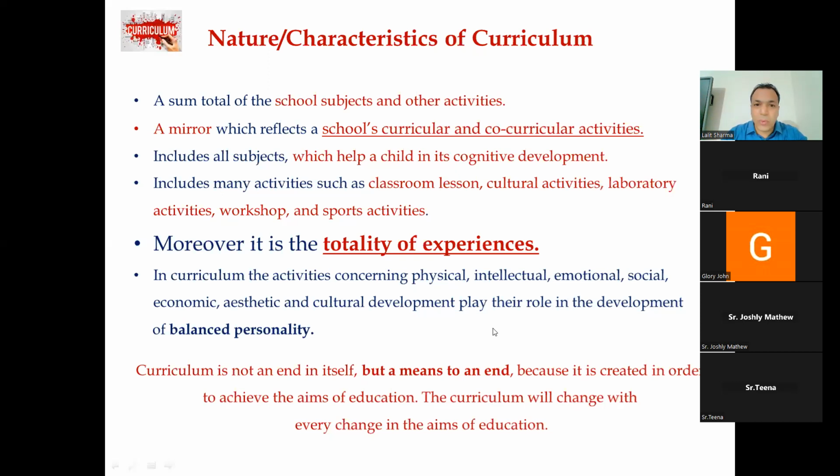So now we have come to know that whatever we have in the schools and other things, all of it is for the development of the child. Look, the fifth line I have written, bolded and underlined. Moreover, it is a totality of experiences. Curriculum activities concerning physical, intellectual, emotional, social, economical, aesthetic, and cultural development play their role in the development of a balanced personality. We have to make a balanced personality of the student.